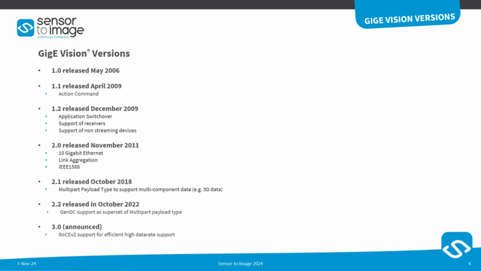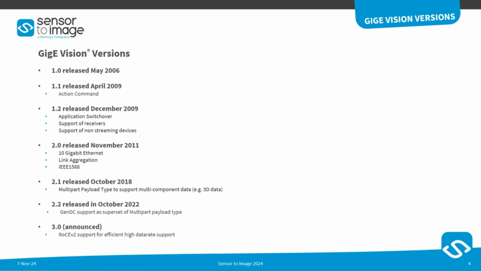How did GigE Vision evolve over time? The first version was released in 2006, followed by 2 versions in 2009. Version 1.2 is still widely used. The main new features introduced included action commands, a mechanism which can be used to trigger cameras.